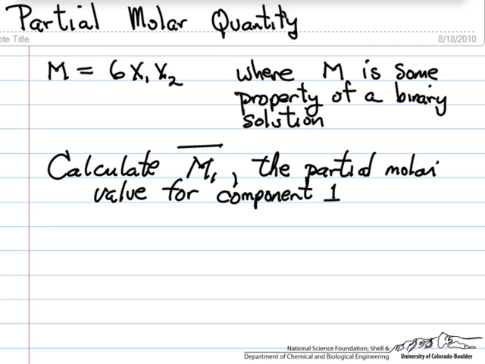This is an example calculating a partial molar quantity given the molar quantity of a solution. So, a binary solution. We'll make things dimensionless just for ease of calculation. And the molar quantity, this could be enthalpy or volume, is 6 times the mole fraction of component 1 times the mole fraction of component 2. We want the partial molar quantity of component 1.